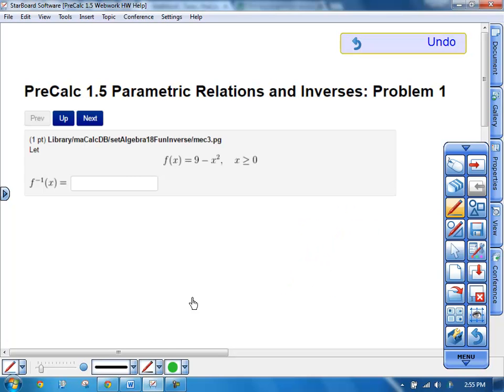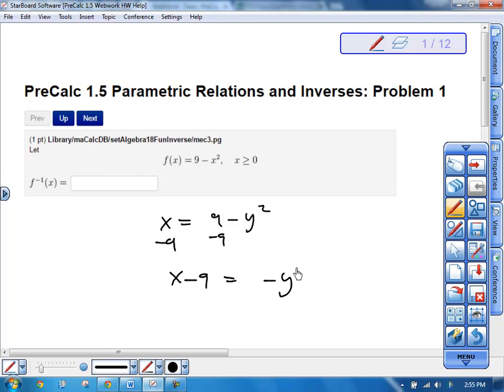So to do it algebraically, what we do is we switch x and y. So I'm going to call this y, f of x, and I'm going to switch it with x. So I'm going to make this x equals 9 minus y squared. Now I'm going to solve for y. So I'm going to subtract 9 from both sides. I'm going to multiply everything through by a -1, and then square root both sides. Now when I square root, I have to do plus or minus, which gives me two parts. But because this x is greater than or equal to 0, I only need the positive.